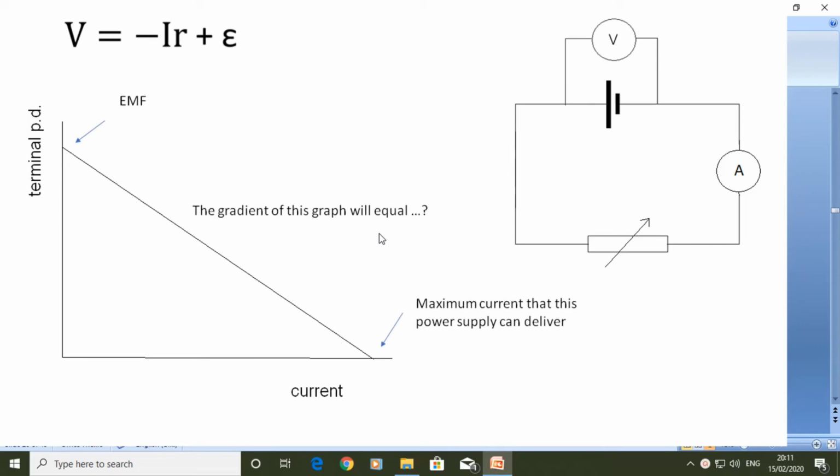Looking at V equals minus Ir plus EMF, that's very much y equals mx plus c, so that tells me that the intercept is the EMF, and the gradient of the graph is going to be minus r, where little r is the internal resistance of the power supply. And interesting also that from this graph you can find out the maximum current that this power supply can deliver, called the short circuit current.